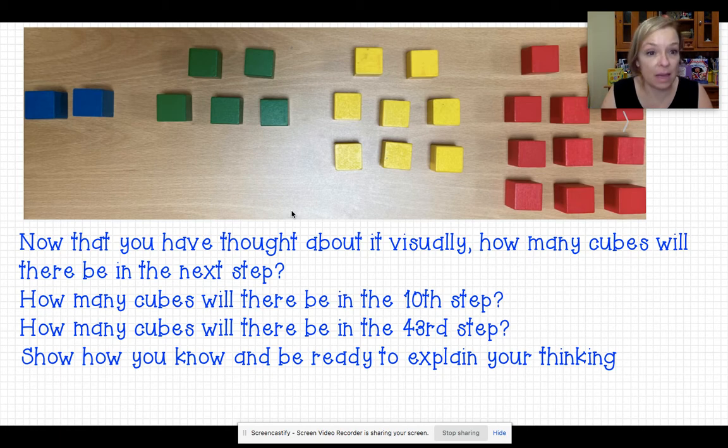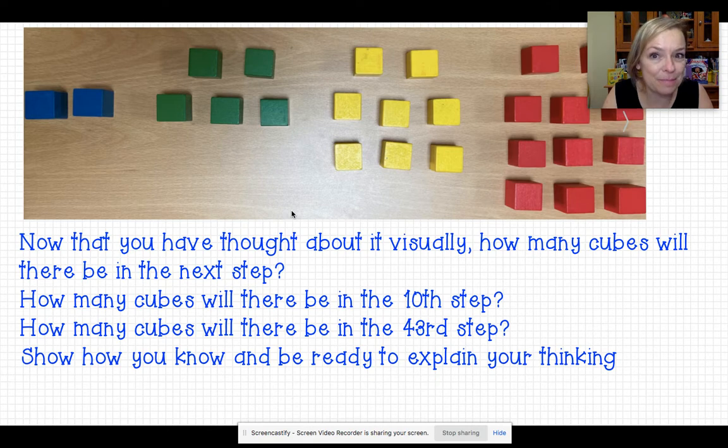1 times 3 minus 1 is 2. That works for the blue blocks. Let's check for the green. 2 times 3 is 6, minus 1 is 5. That works for the green blocks. So now, maybe you had a different expression that worked. Let's test it out. Let's try and figure out how many cubes there would be in the 10th step.